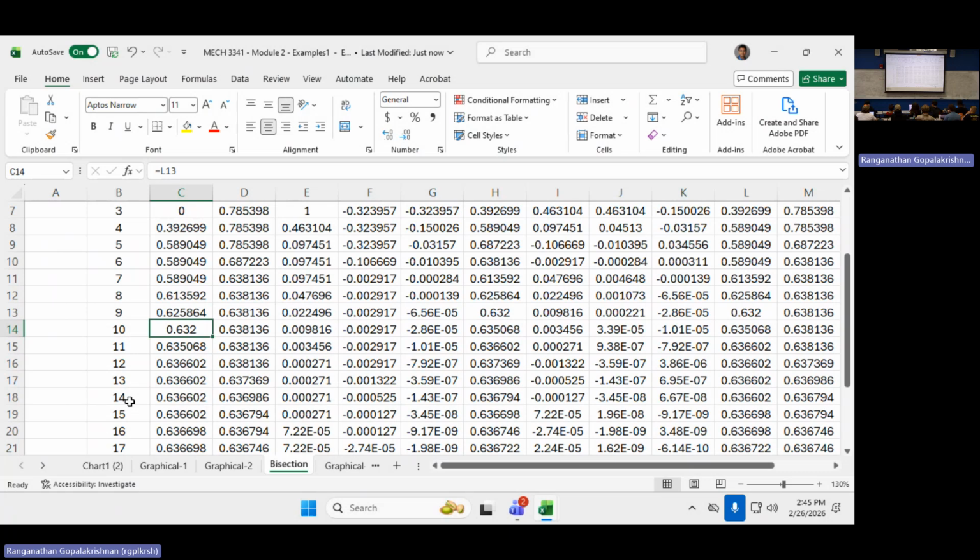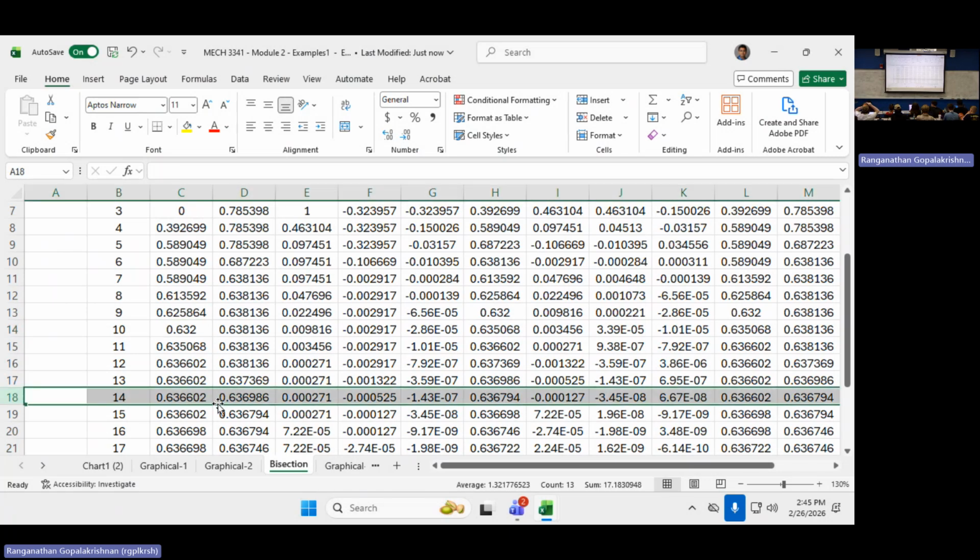And over time, over iterations, they are literally becoming the same. That is 0.6366, 0.6369. So the difference is only in the fourth decimal point, which is a good time to stop. And if you are automating this in a computer, you can just tell the computer to stop when the difference falls below a certain value, which we call a tolerance.